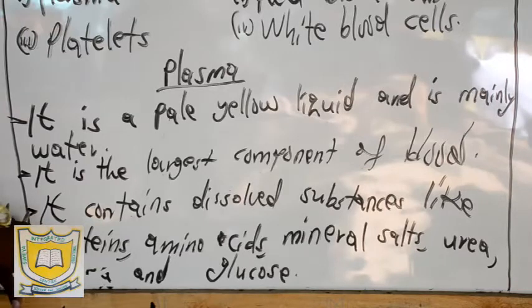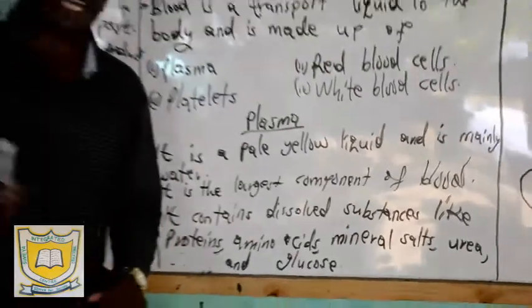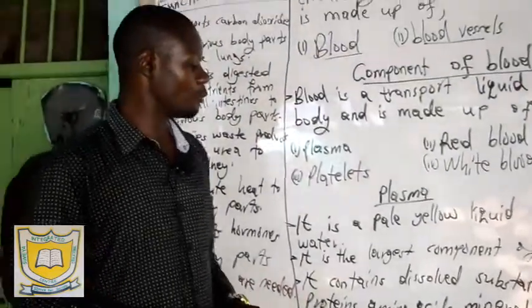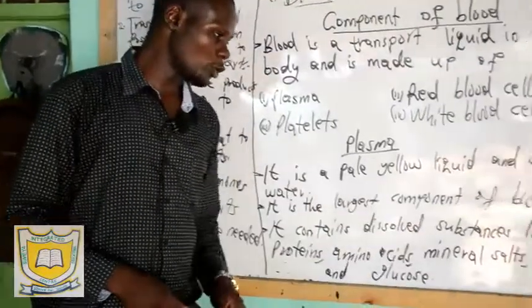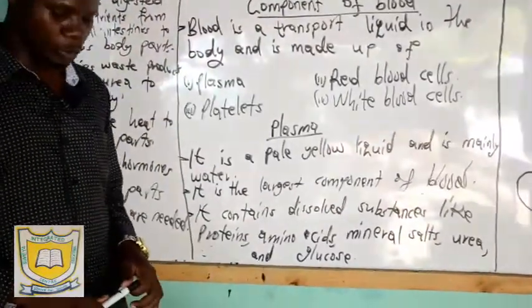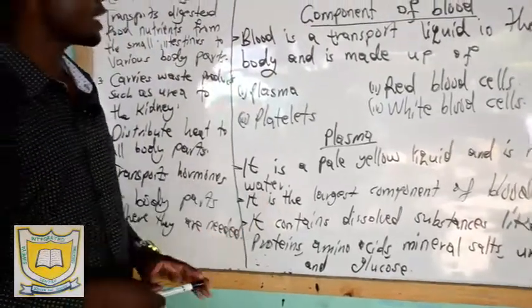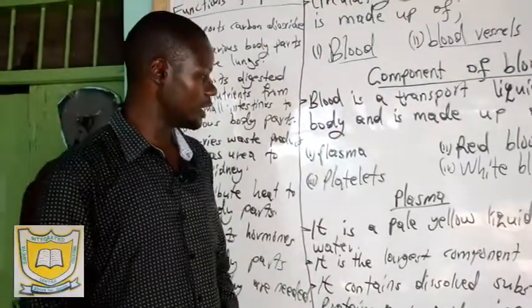So plasma is the liquid part of blood, and it is pale yellow in color, and it contains dissolved substances like proteins, amino acids, mineral salts, urea, and glucose. Those are the dissolved substances which are found in plasma.